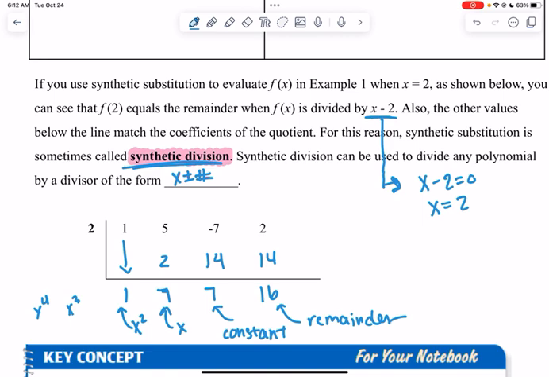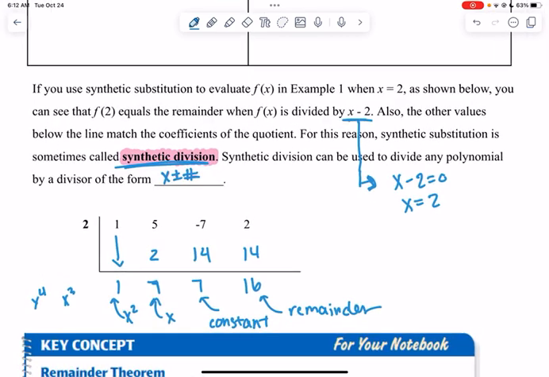So if you guys had the problem written down, I did not, the answer when you guys divided those polynomials should have been x squared plus 7x plus 7 plus that remainder of 16 over x minus 2.